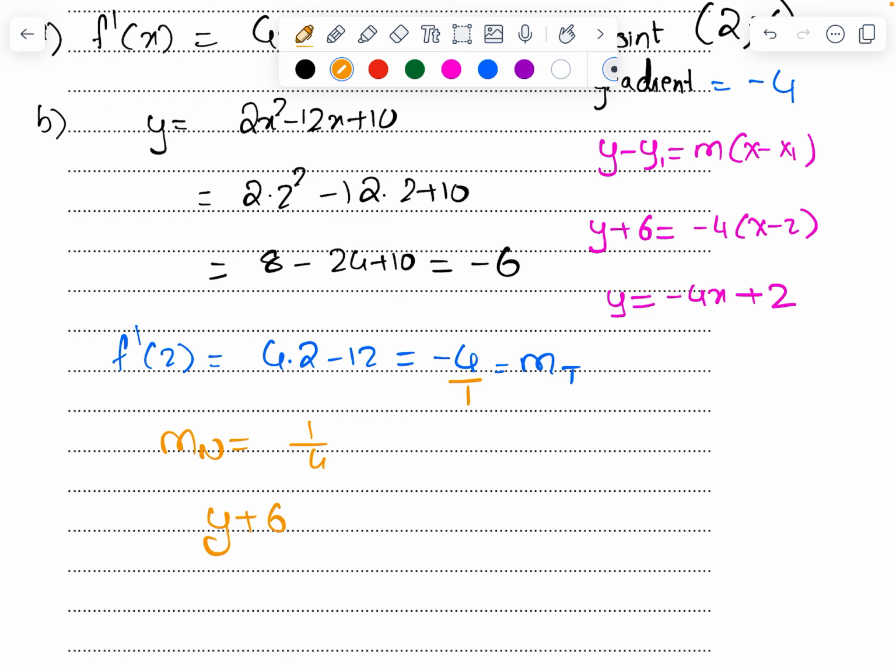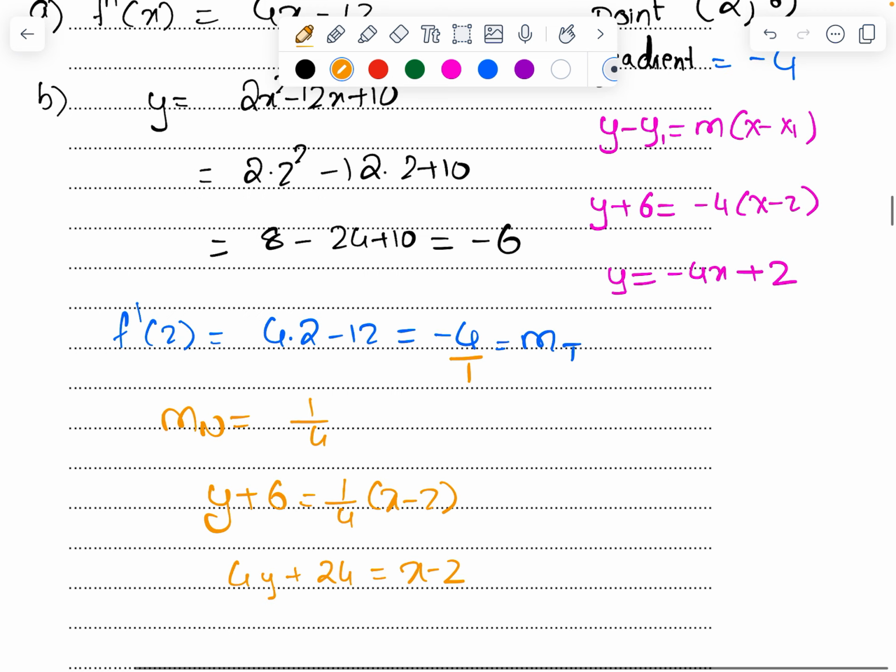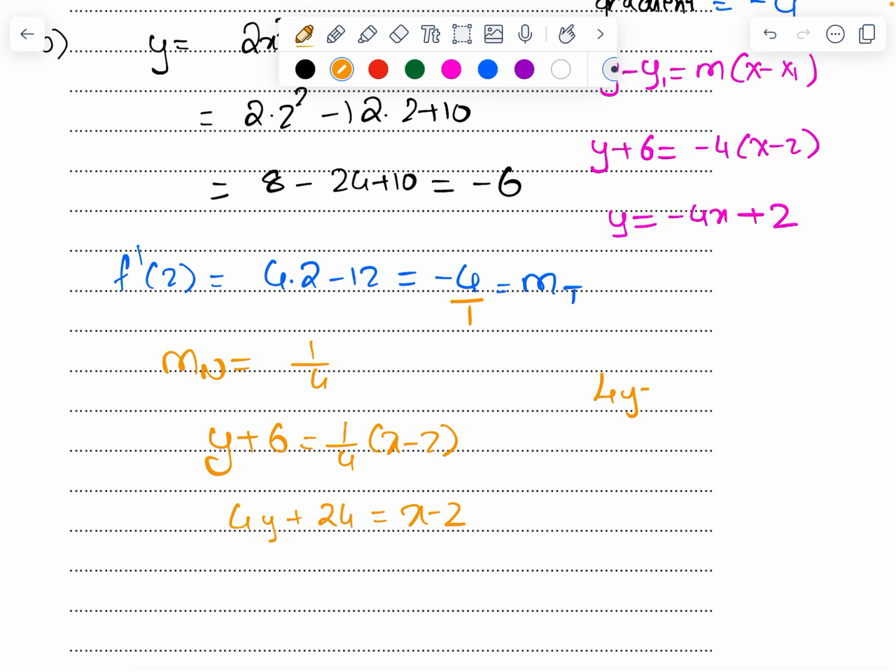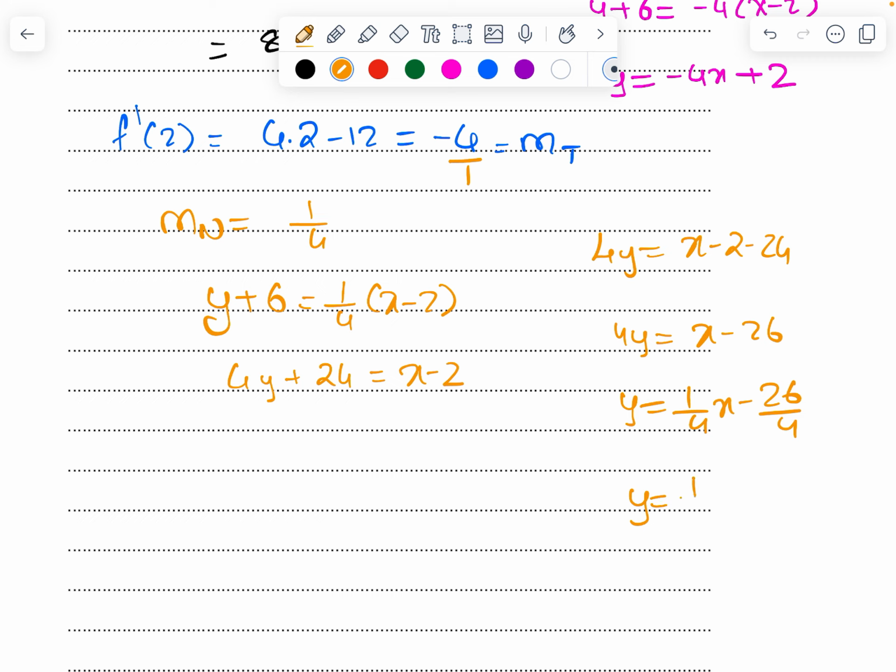So y minus y1 equals 1 upon 4 times x minus x1. So 4y plus 24 equals x minus 2. So 4y equals x minus 2 minus 24. 4y equals x minus 26. y equals 1 upon 4x minus 26 upon 4, or y equals 1 upon 4x minus 13 upon 2.